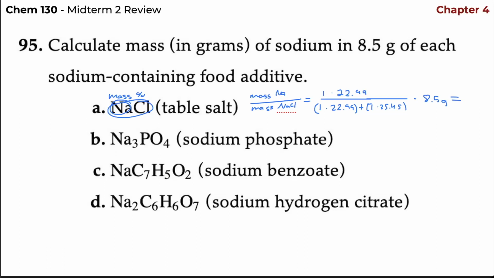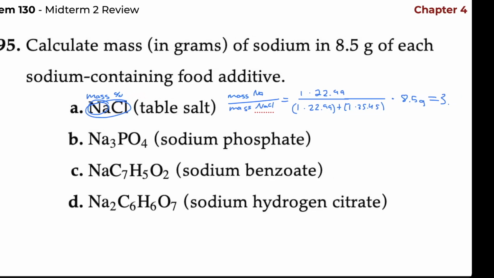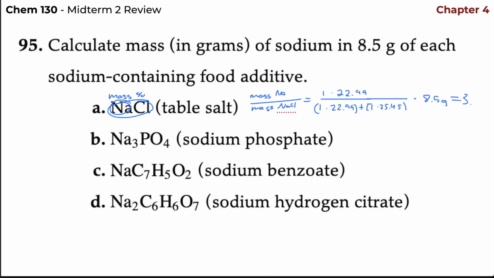right? And the answer that this gets us is about 3.3 grams of sodium in this, right? So that's our answer. And now moving on to the next one. Now for this one, we're just gonna repeat that, right?